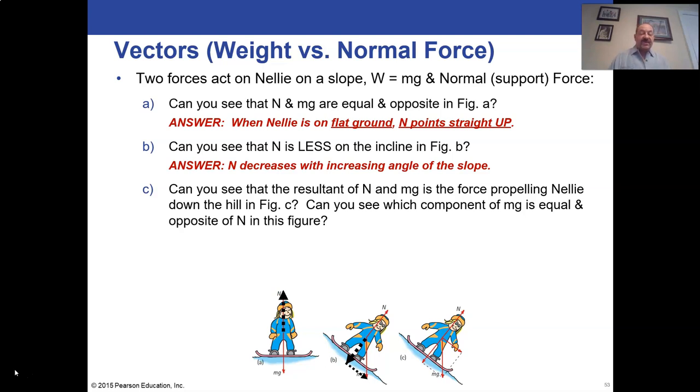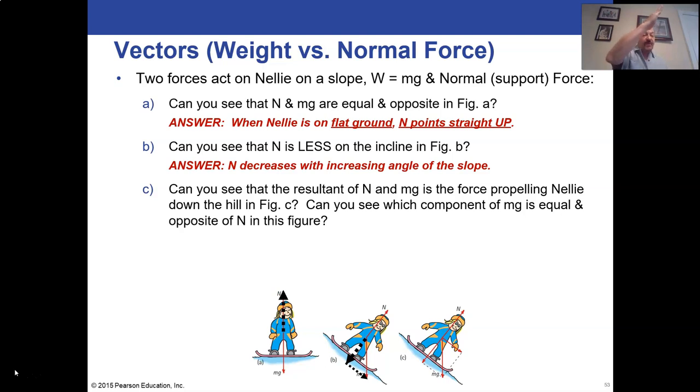So in C it says, can you see that the resultant of N and G is the force propelling Nellie down the hill in figure C? Okay, so what does that mean? Well, if we've got the weight component broken into a component that's in the same direction as N, we could just add and subtract those. If it's perpendicular, that's what's left over.